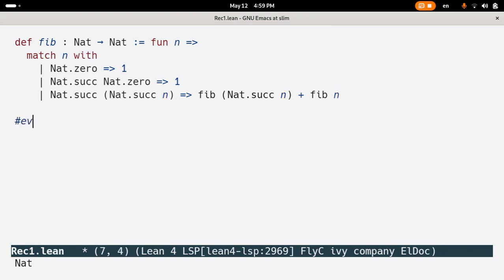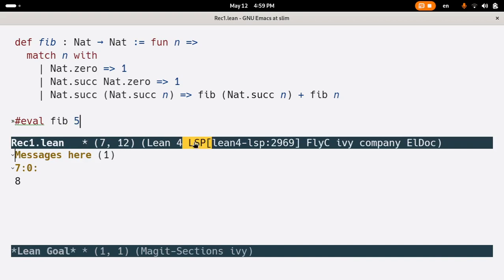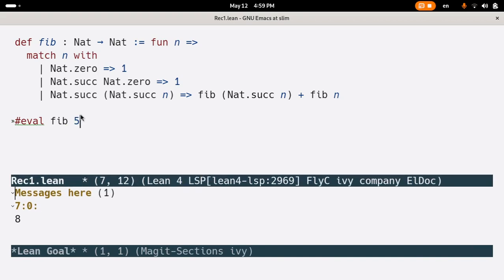We can test our Fibonacci function like so. And if I bring up the evaluation window, you can see that the fifth one is 8 because it's 1, 1, 2, 3, 5, 8.